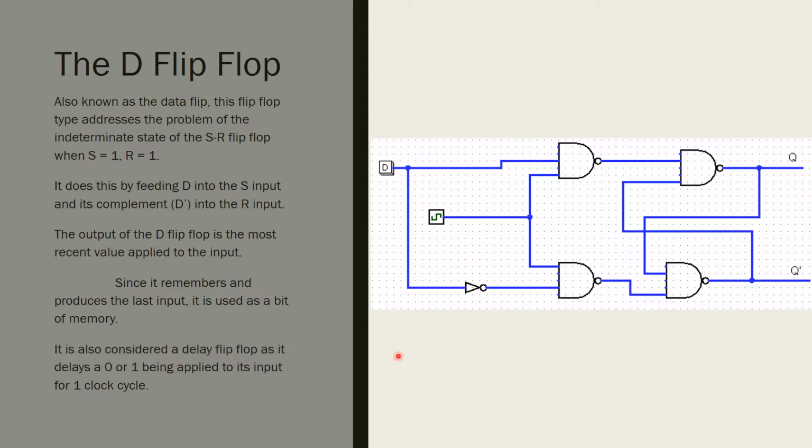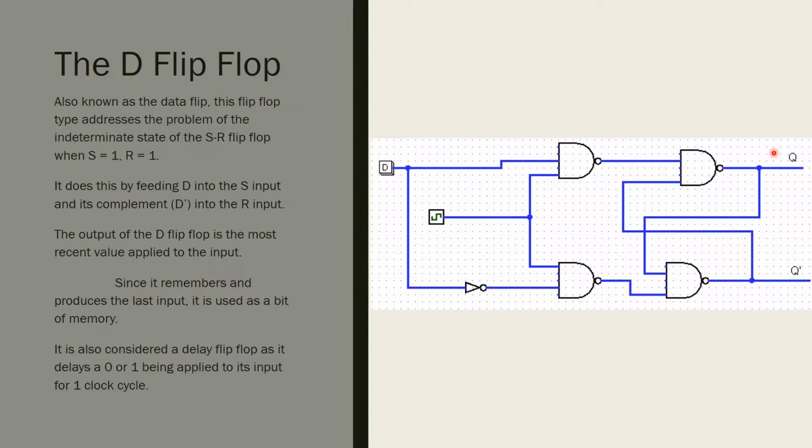On this slide, we see the logic diagram of the D flip-flop. Here we see D being fed into the S input, and here we see D complement or D prime being fed into the R input. This is the clock input. These are seen in all of the logic diagrams that follow, as the inputs are only passed to the NAND gates during the clock pulse.